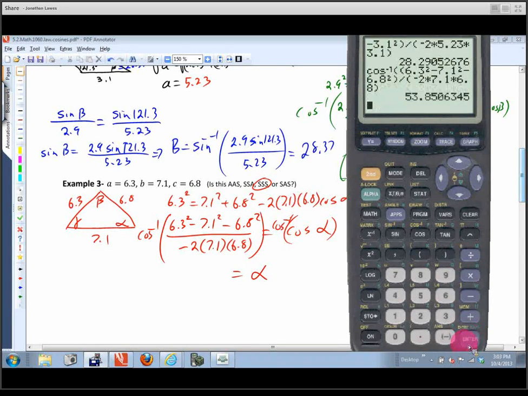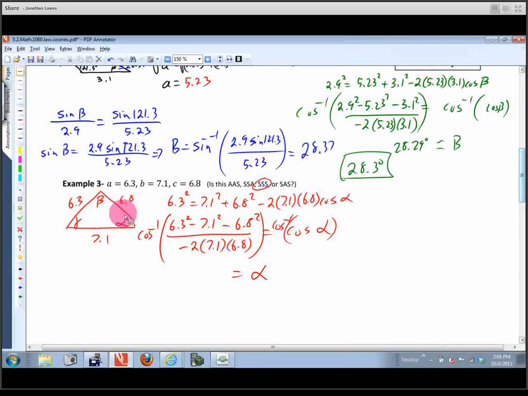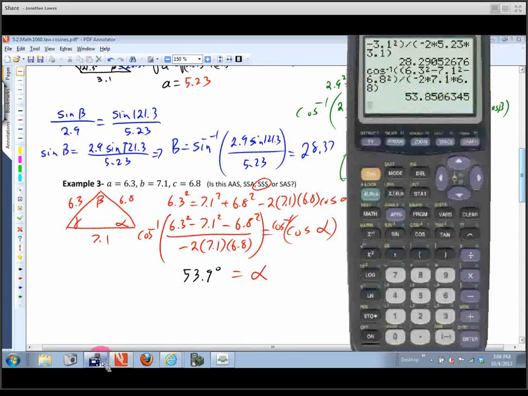Hit enter. And let's think about this for just a second. 53.8. This is the smallest side. This is not quite an equilateral triangle, but we should expect something here around 60, but definitely less than 60. So what we've got here is 53.8. I'm going to call it 53.9. So 53.9 degrees.